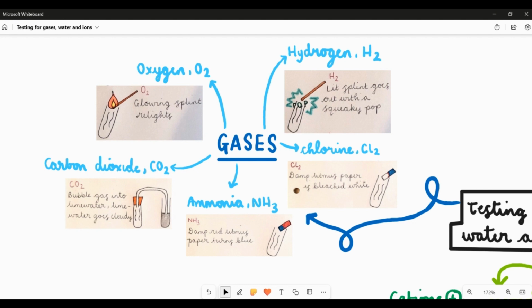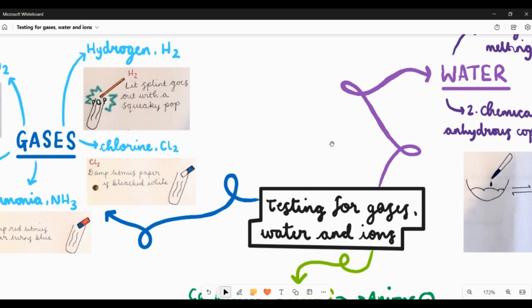The result is that the litmus paper would be bleached white. I've chosen my terminology really carefully so you can just match the wording that I have used here. Okay, so that was how we can test for different gases.